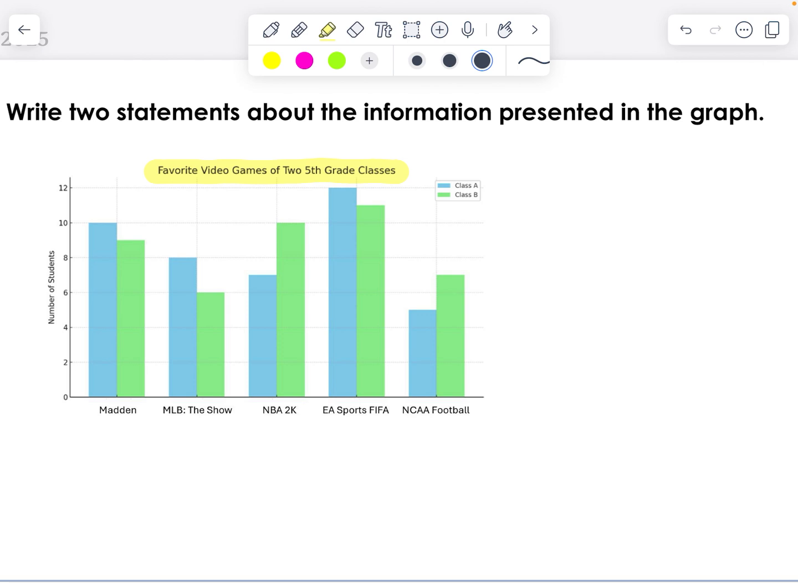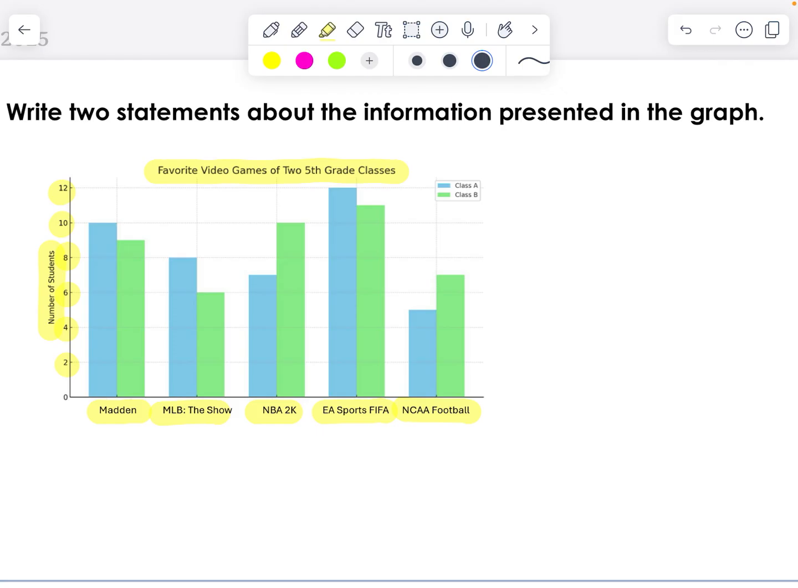This means whoever created this graph asked the students in two different classes what their favorite video game was. I can look at the labels at the bottom of the graph and see what video games the students were allowed to choose from. So I see Madden, MLB The Show, NBA 2K, that's Logan's favorite, EA Sports FIFA, and NCAA football. On the left, it tells me the number of students that chose each game. When I look at the scale, I notice that it counts by twos, and the last number is 12. This means there were not more than 12 students that chose any of the games.